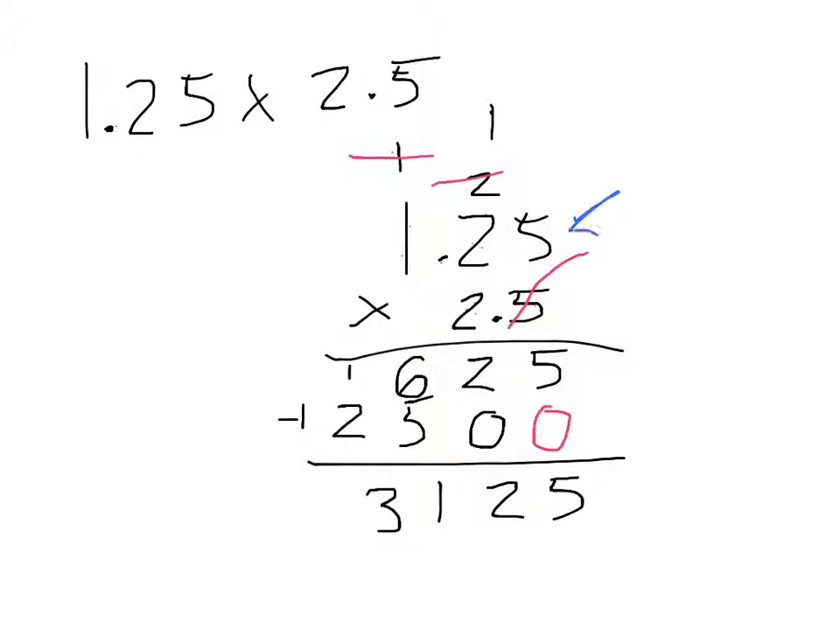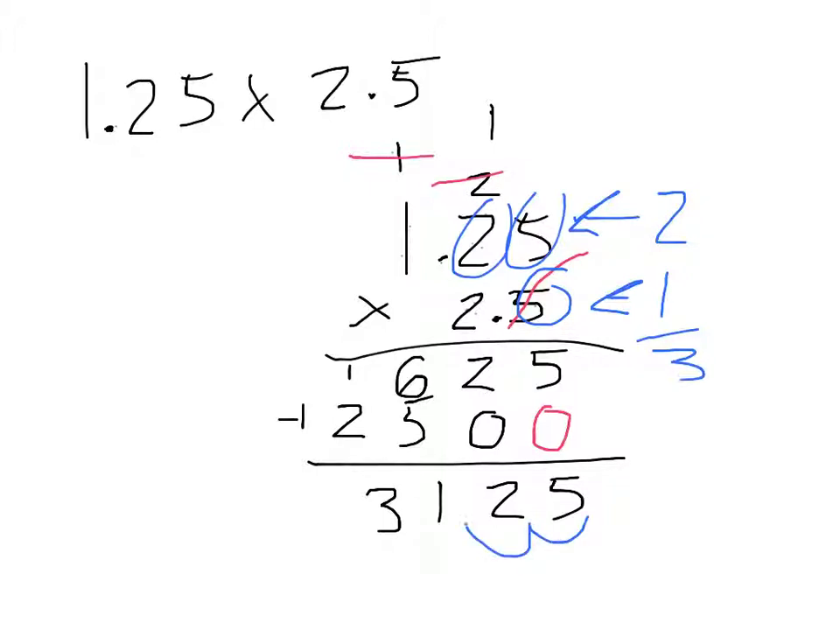And I don't remember where the decimal goes, so I need to count. Okay, looking at the top number, I have 1 digit, 2 digits inside the decimal. And in the bottom, I have 1. And 2 plus 1 is 3, so I need to make sure that I have 3. And I start next to the 5, and I go 1, 2, 3. So my solution will be 3 and 125 thousandths. Okay, let's try another one.